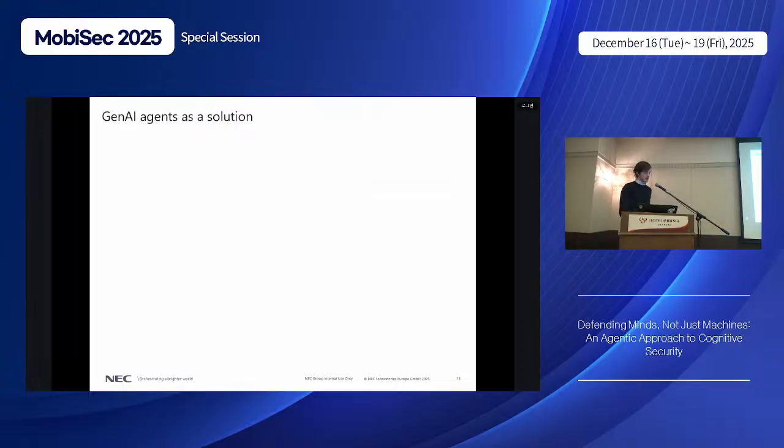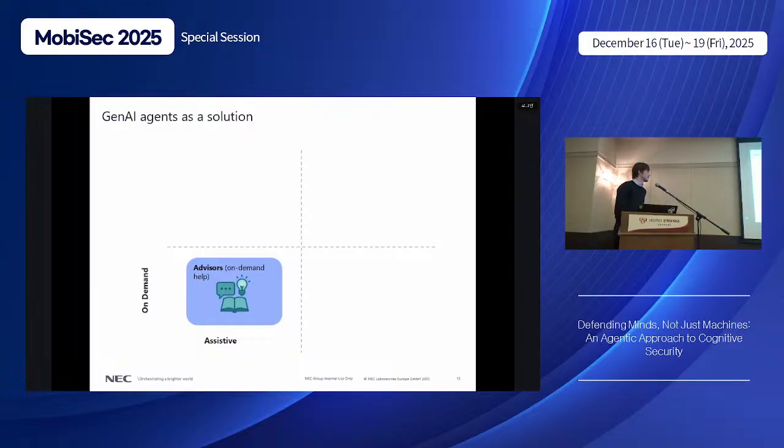Our solution is to build, we've proposed a framework that can be used that divides agents into different roles and tasks for this specific purpose, for protecting human cognition.